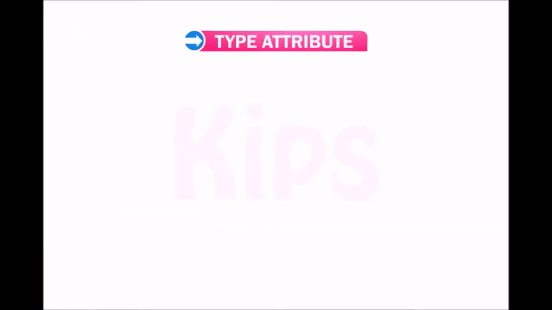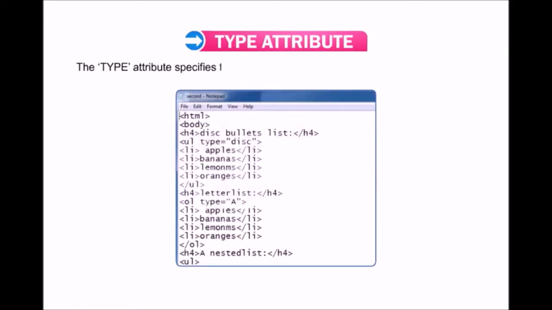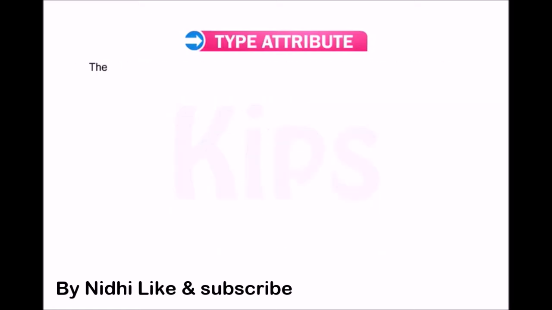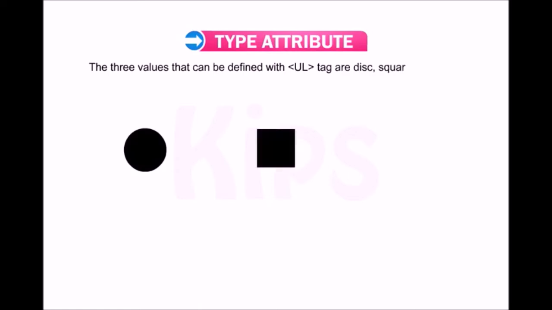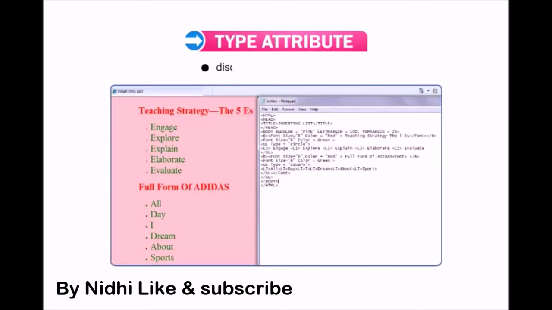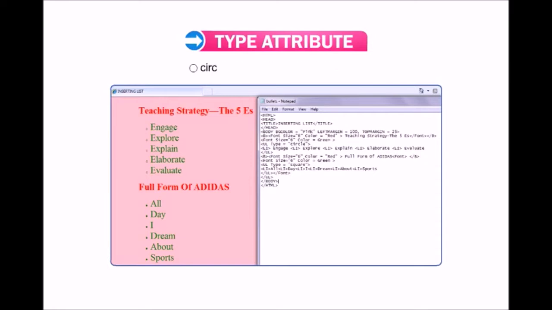Let us now talk about the type attribute. The type attribute specifies the type of bullet that can be used with the UL element. The three values that can be defined with the UL tag are disk, square, and circle. The default value for the UL tag is disk. Disk specifies a filled circle. Circle specifies a non-filled circle. Square specifies a filled square bullet.